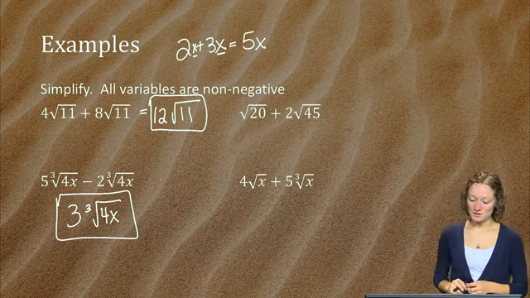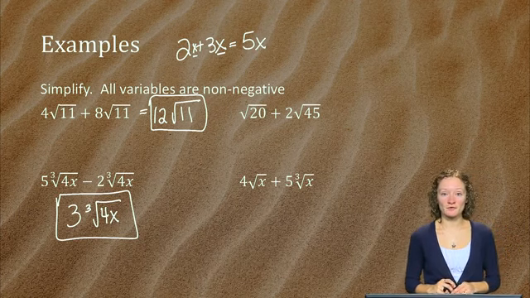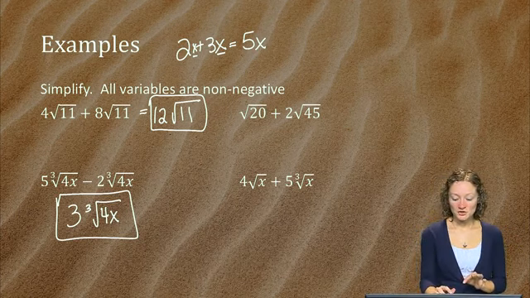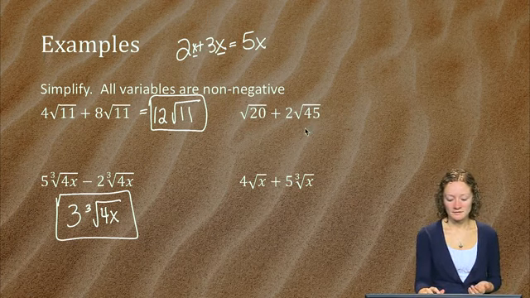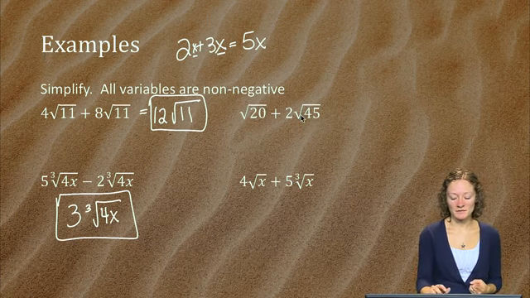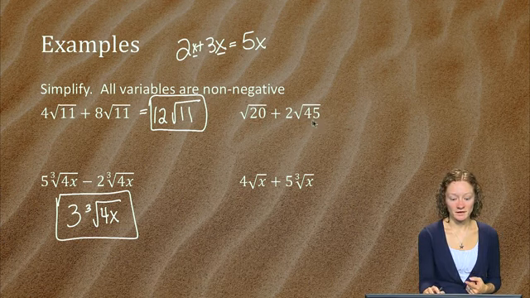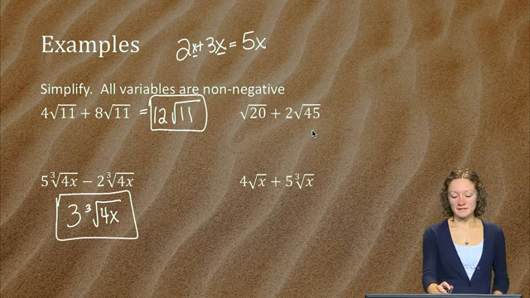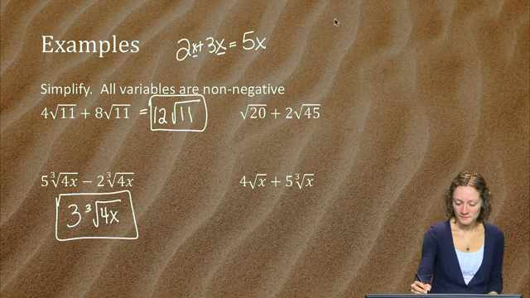All right, the next one, square root of 20 plus 2 square root of 45. So to start out with, these two are not alike. They are both a square root, so that's good, but they are not of the same thing. This is of 20 and this is of 45. So the only other option we have is to simplify them individually.